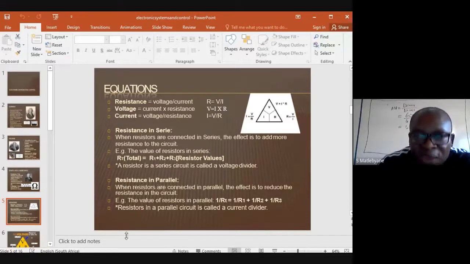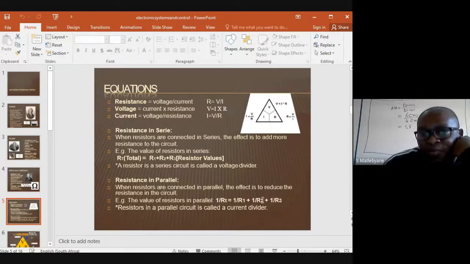A resistor in a parallel circuit is called a current divider. Look at it: a resistor in a series circuit is called a voltage divider, which means voltage will be divided across each resistor. However, in a parallel circuit, it is a current divider, meaning that the current will be divided to each resistor. So let's go back to resistance in series.